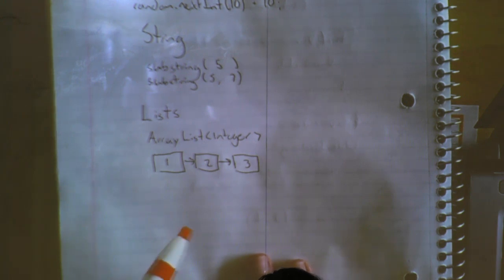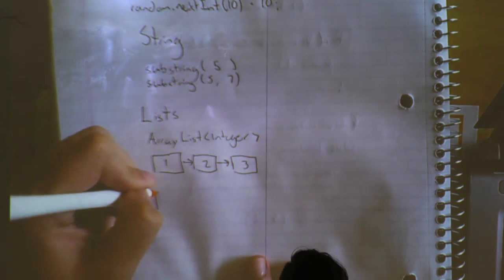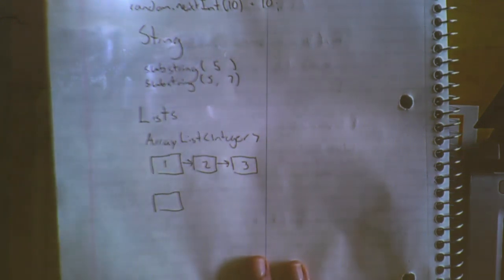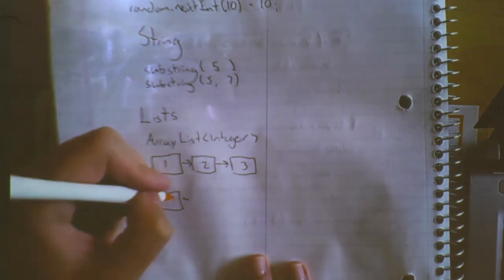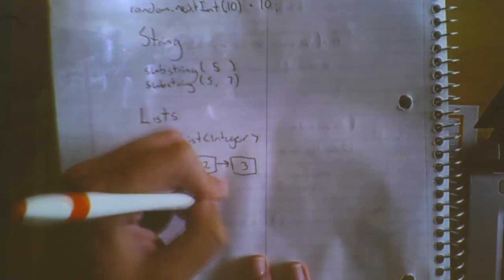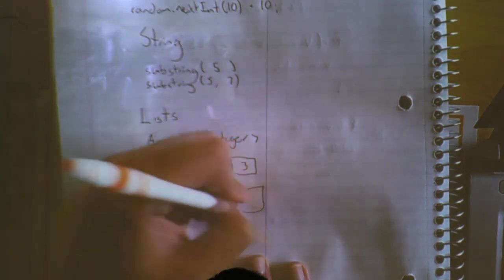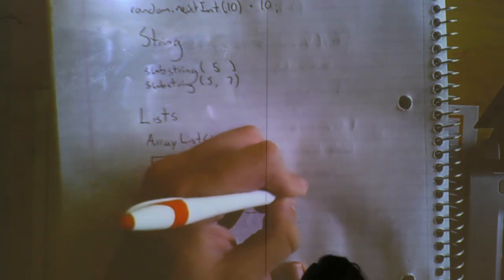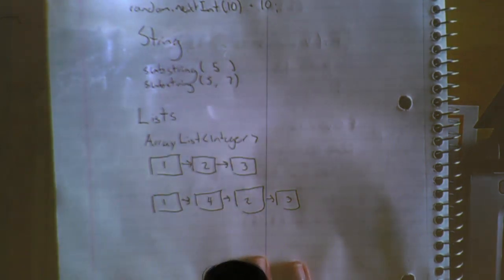Also, you can add to an array list at a specific index. So if you want to insert into an array list at a specific index, let's say I want to put the number 4 at index 1, which would be the second slot. Then you can insert into an array list, and it will again maintain its pre-existing order based on how you added objects to the list.